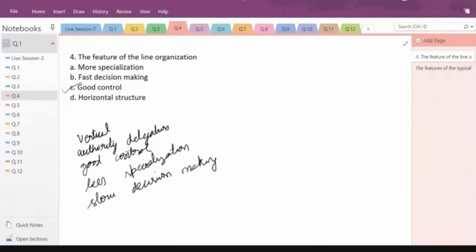Again, then is authority delegation. In this case, mostly the reporting is single and the structure is hierarchical. This is another feature of the line organization. And next is good control. The control is good when reporting is single and the structure is hierarchical. Since the authority delegation is single and it's a hierarchical structure, the control is good.